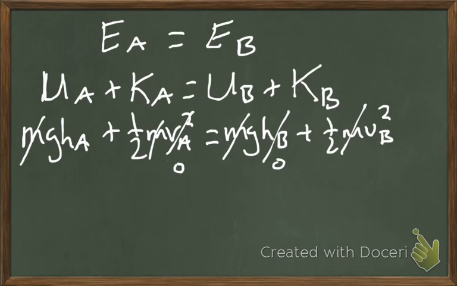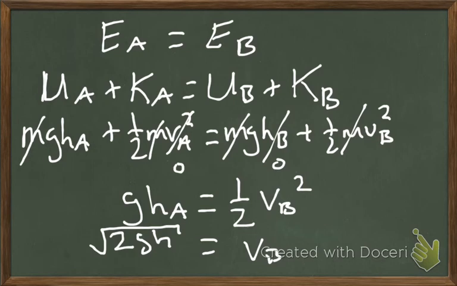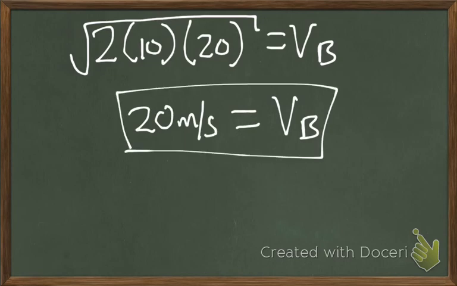So I'm going to rewrite this thing cleaner. And it looks like this. g times the height at A equals 1/2 times the speed squared at point B. Now, we can calculate what the speed is very easily. It's just the square root of 2gh, and again, that's the height at point A. Alright, so if I plug everything in and type it in my calculator, I now know the speed of that object at the bottom of the hill.